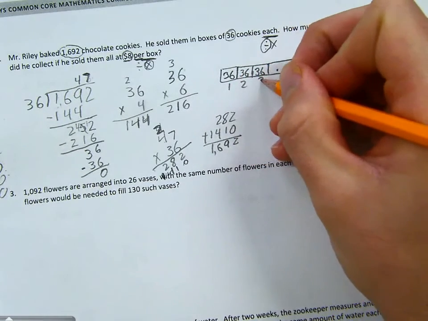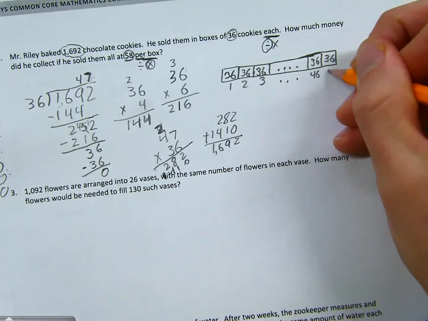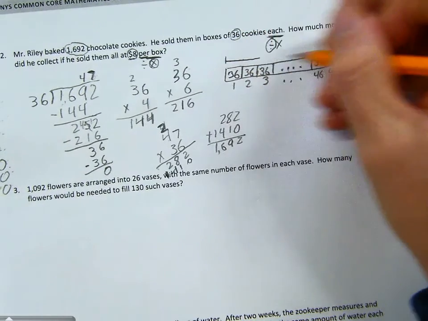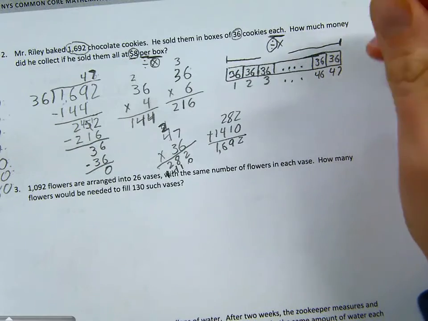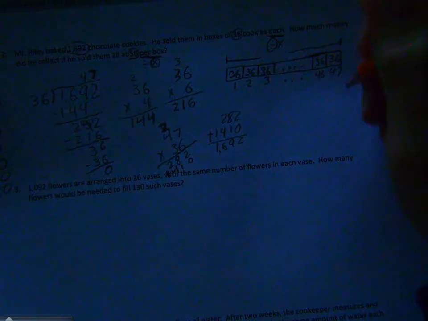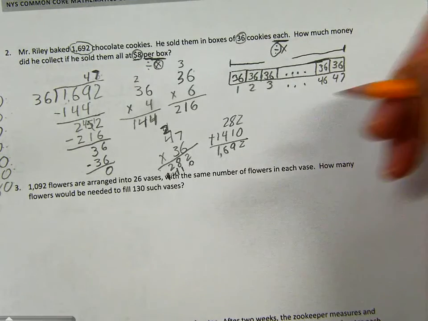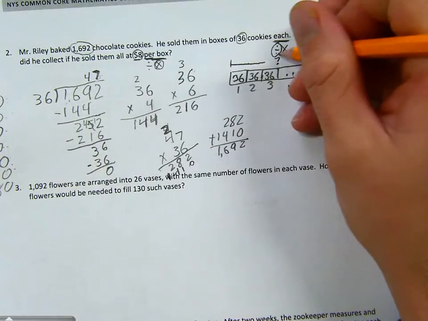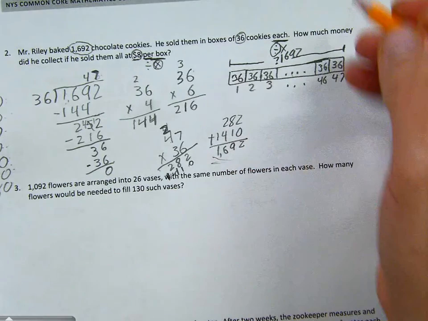One, two, 46, 47. And I want to know how much I have all together. Oh, and you know what? I think I did my tape diagram wrong. This is going to be 1,692. That's what we just did here when we checked.